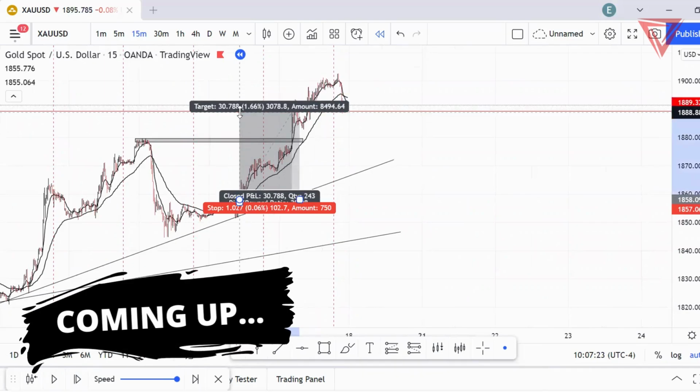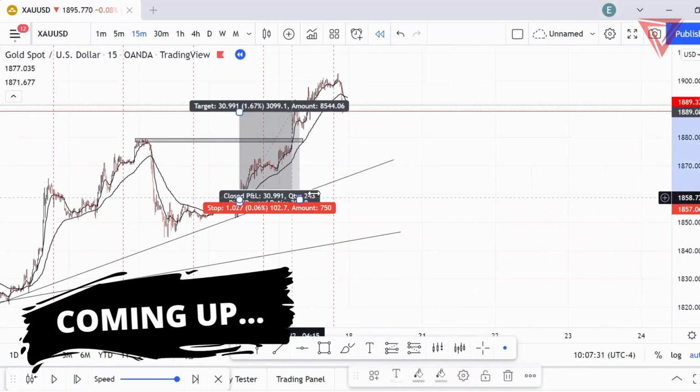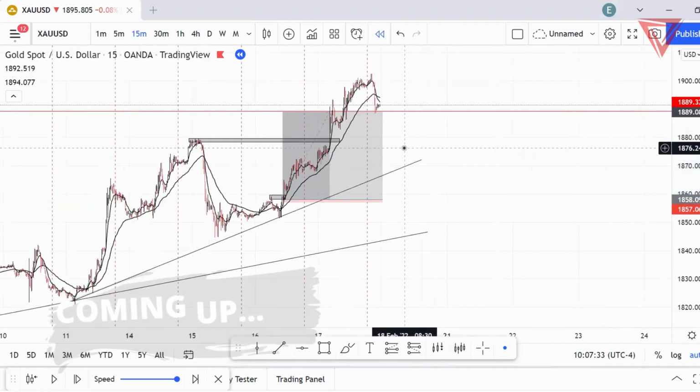I would be taken out of this trade at plus 300 pips, give or take. This is 310 pips. That's a 1 to 31 risk to reward ratio.